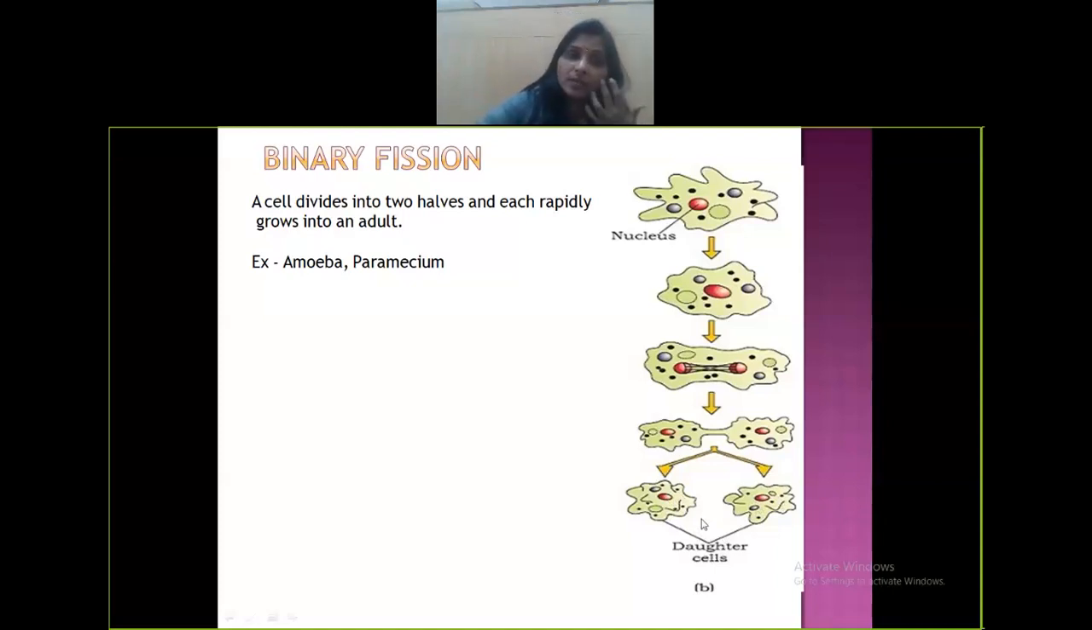So binary fission means a cell divides into two halves, and each half, each individual, we generally call it a daughter cell. Each daughter cell develops into a new organism, and next this will divide further into two, this further into two, and it keeps on continuing. There's no end over here. That is how binary fission takes place. Examples for binary fission are amoeba and paramecium.